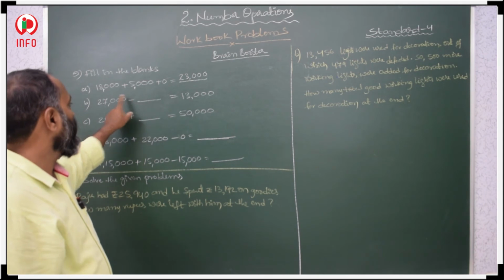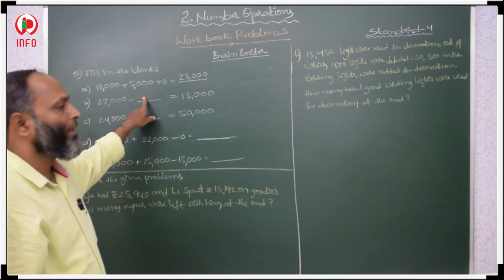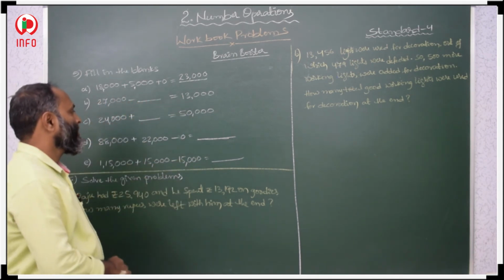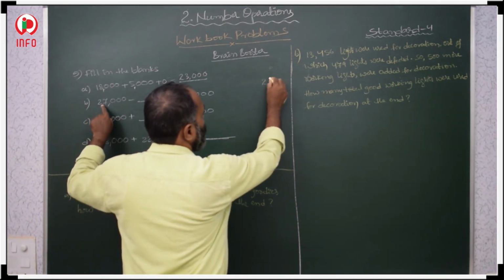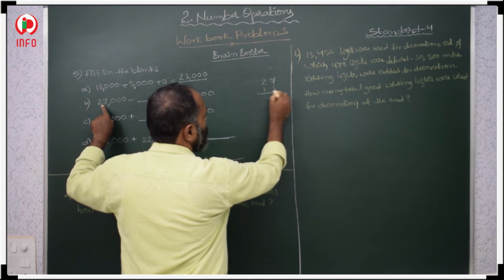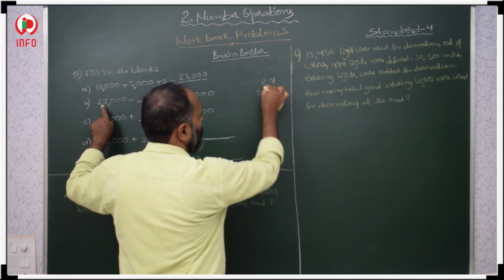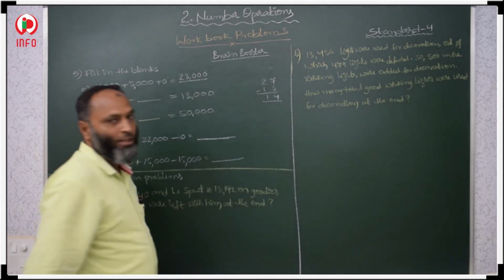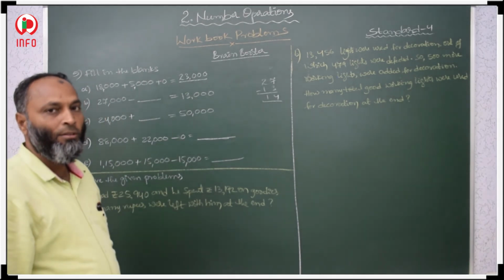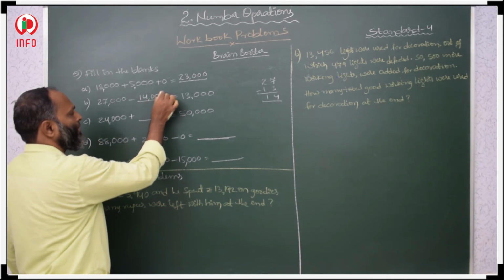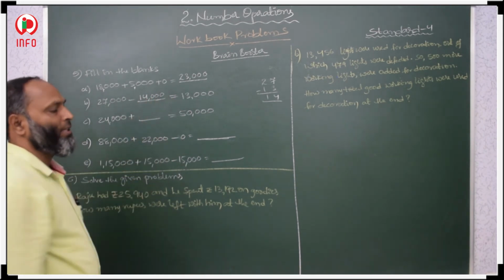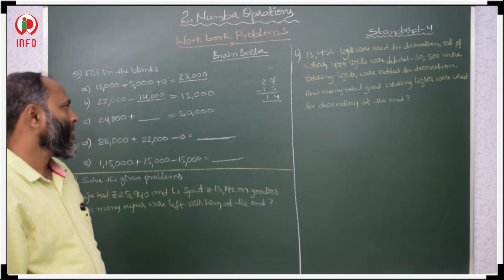Then 27,000 here, 13,000 is there. Here how many thousands do we minus to get this 13? So 27 and 13, here 27 and 13, minus it. 7 minus 3, 4, and here that is 14,000. Just simply do orally like that. You make 14,000 minus, then you will get 13,000.